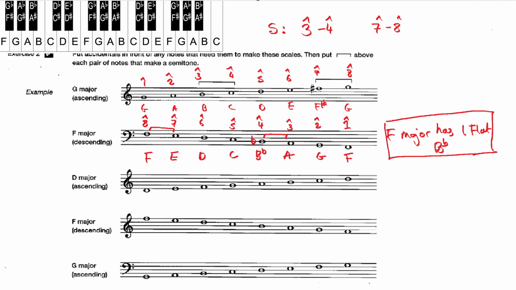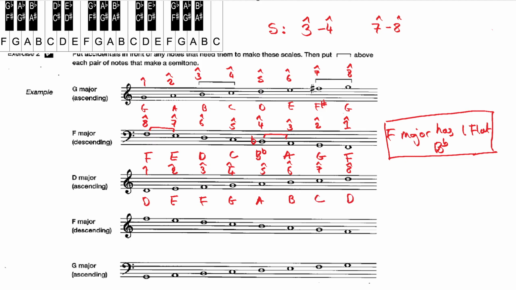Now we've got D major. They've asked us to do D major going up. So that means we're starting with 1, 2, 3, 4, 5, 6, 7, and 8. D major, starting on a D. So D, E, F, G, A, B, C, D.